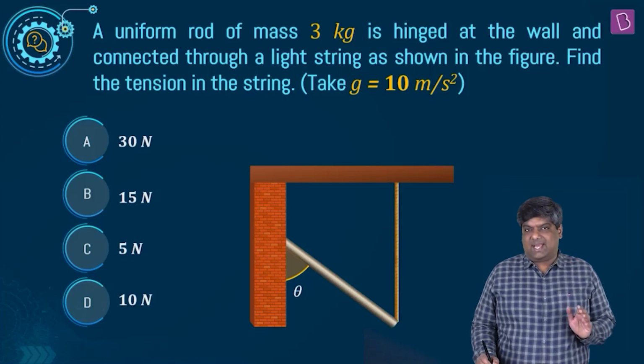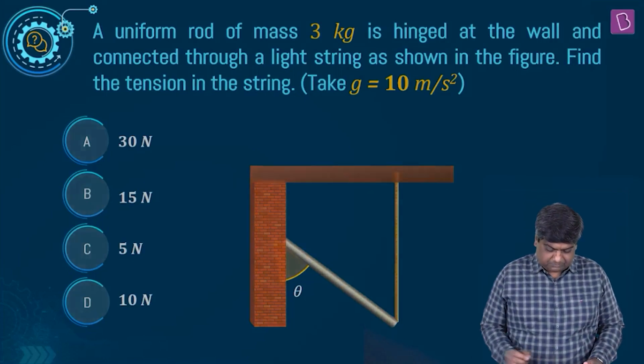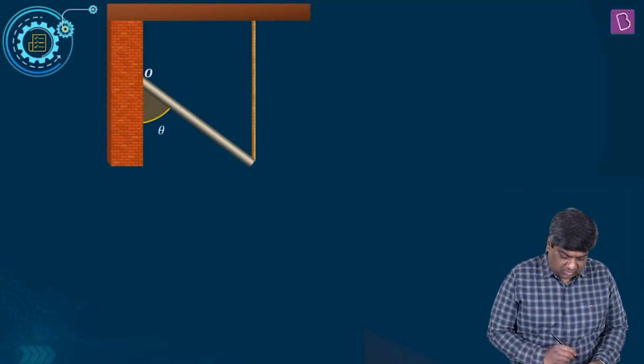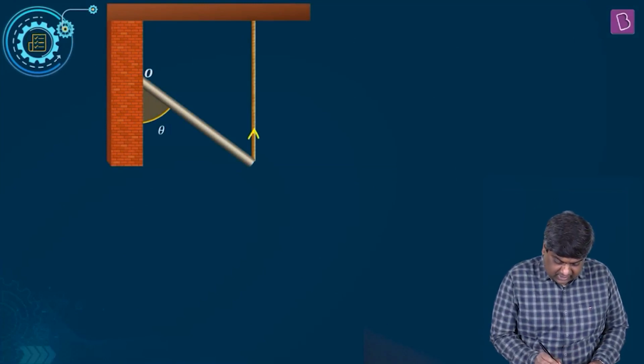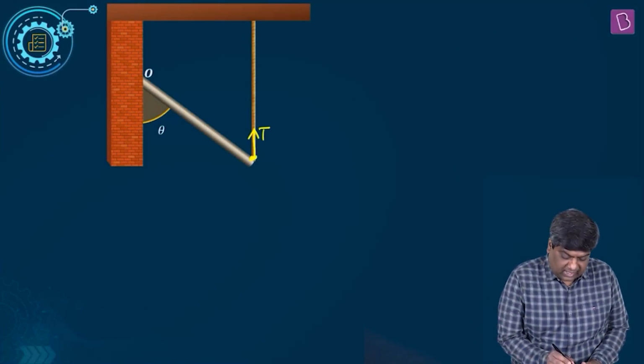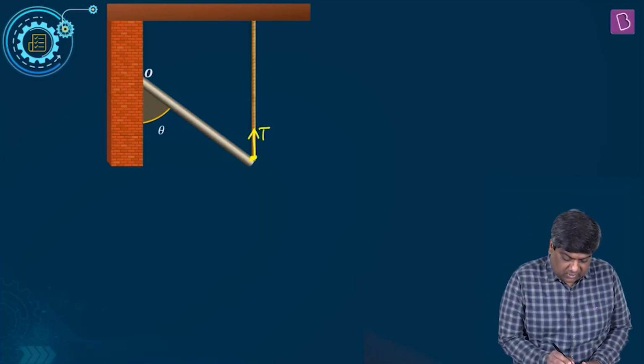First, let us identify all the forces acting on the rod. So let's do that. So here is our system. Let's identify all the forces one by one. Well, there is the tension in the string acting along the length of the string. There is this contact between the rod and the wall at the hinge, so there will be the normal reaction at the hinge.